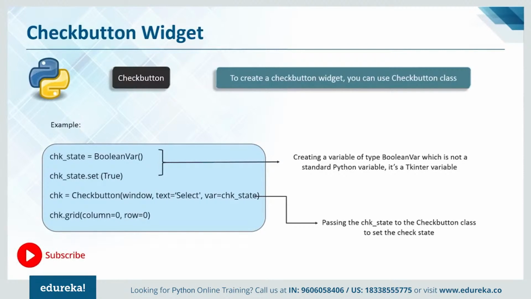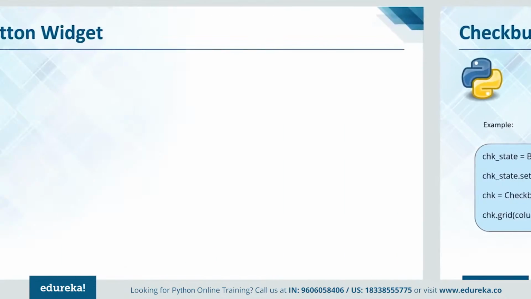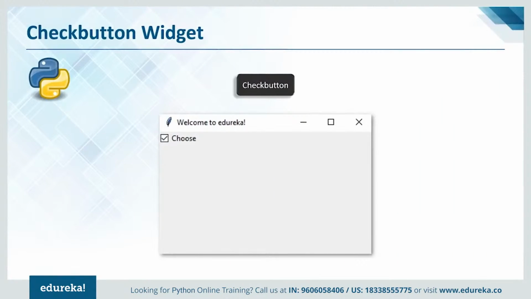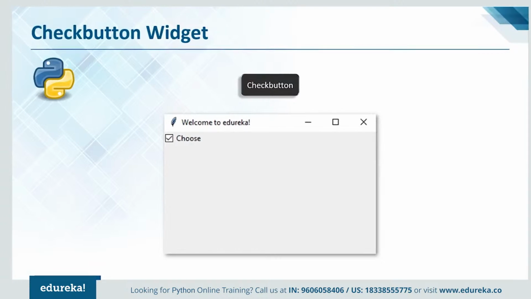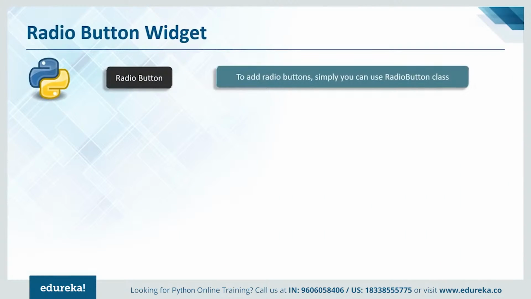By default, we keep the set state to be true, which means that the button is checked already. And next, we are passing the state to the actual Checkbutton class to check the state for us. So check out the example here, guys. We have a really simple check button widget with a certain text. So guys, what other easy widgets like this are available? Next, we'll be looking at the radio button widget.